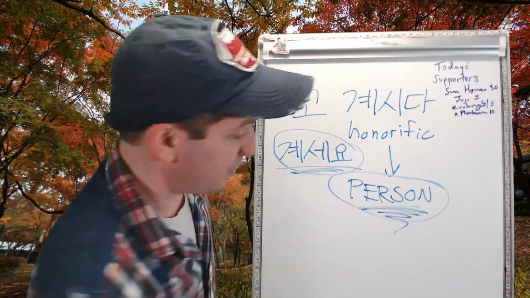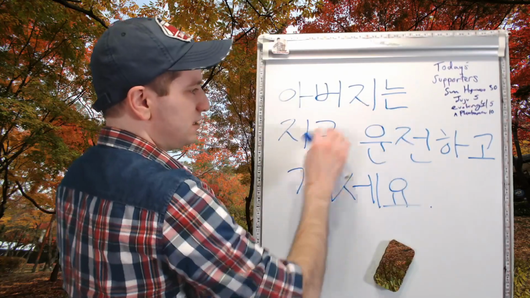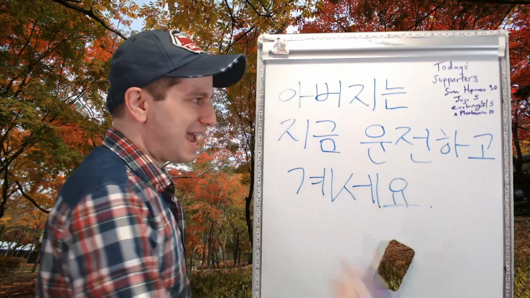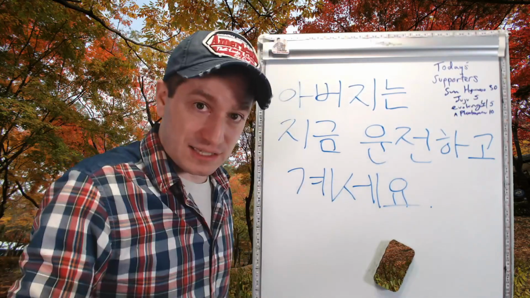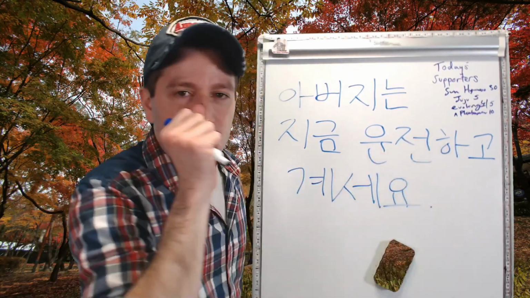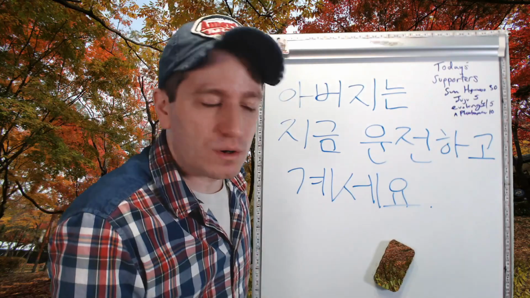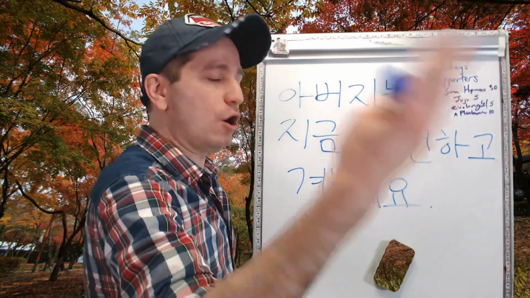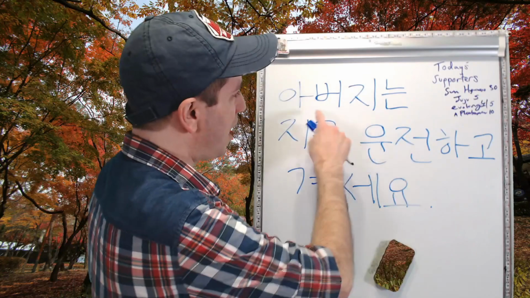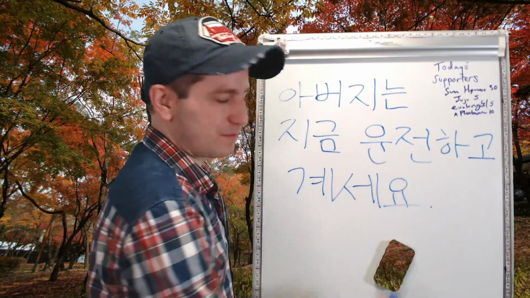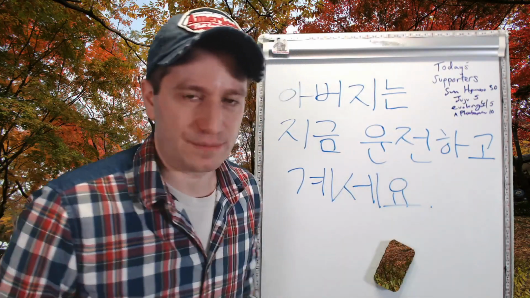Let me give you an example of that. 아버지는 지금 운전하고 계세요. So my dad right now is currently driving. Therefore, maybe he's busy, or I don't know where he is, or he'll be home soon, or something, whatever you want to say. 아버지는 지금 운전하고 계세요. So my dad right now is driving.